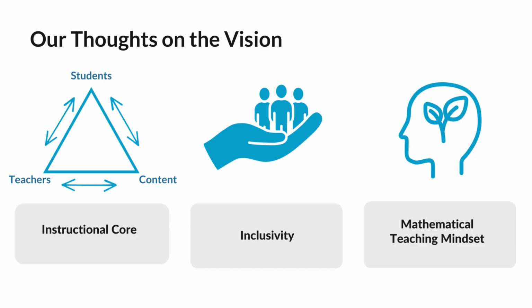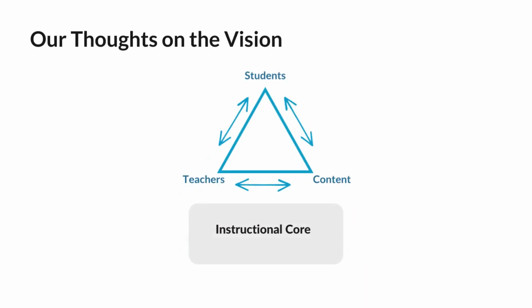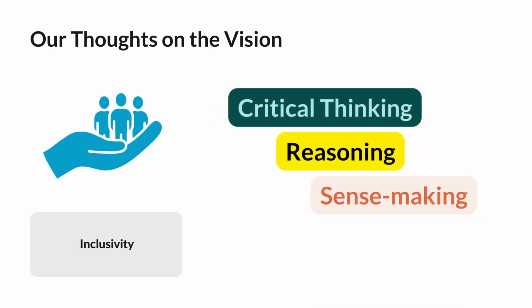Here are a few of our reflections that you can compare and connect to as you bring the vision to life. The first reflection is that the vision for mathematics asks teachers to look closely at the interactions among teacher, student, and content. At Bank Street, we refer to this as the instructional core. The second reflection is that there is a foundational belief that all students can learn math at appropriate levels. In other words, all students are capable of critical thinking, reasoning, and sense-making about number patterns and relationships.